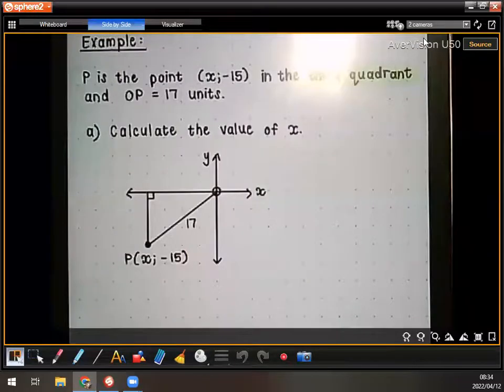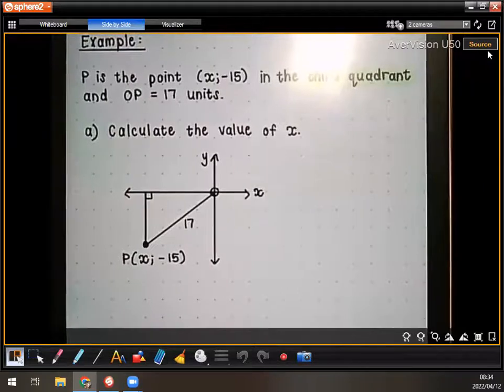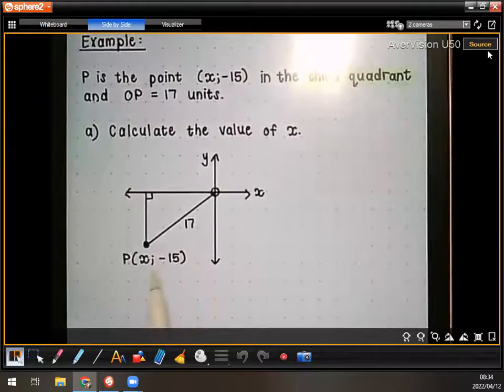Value of x. I haven't calculated it. I'm going to show you my picture. That's what it looks like. It doesn't have to look exactly like this. We're not drawing it to scale, and we also don't know what x is yet. We do know that that is the point x, negative 15.